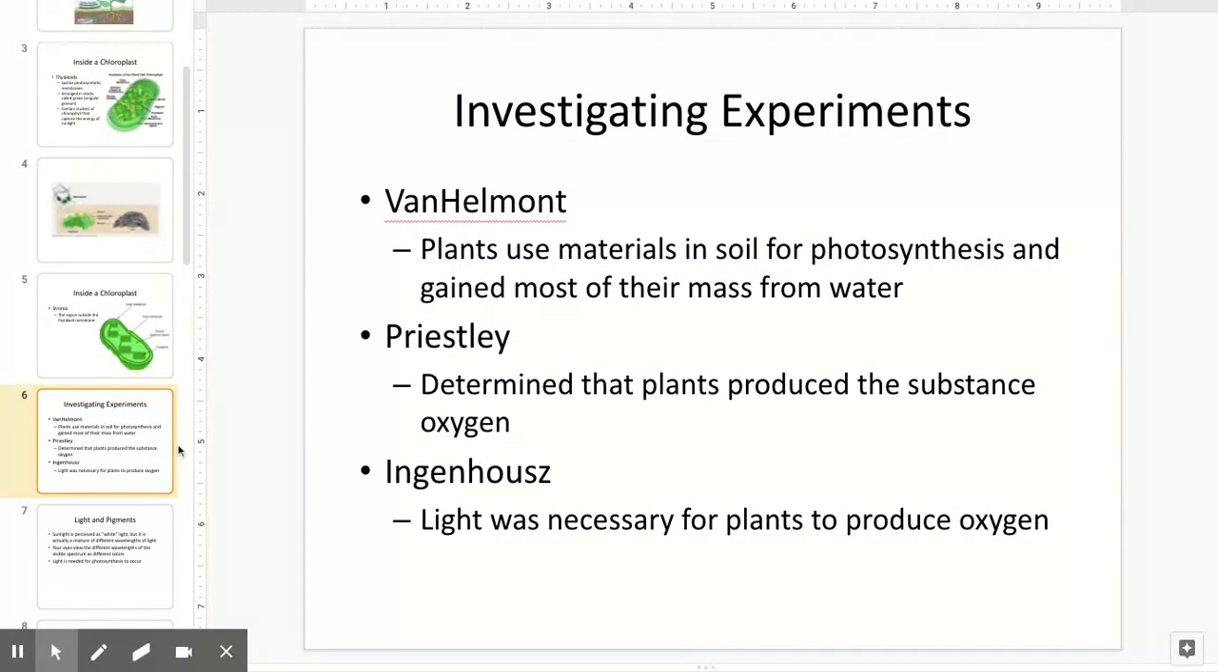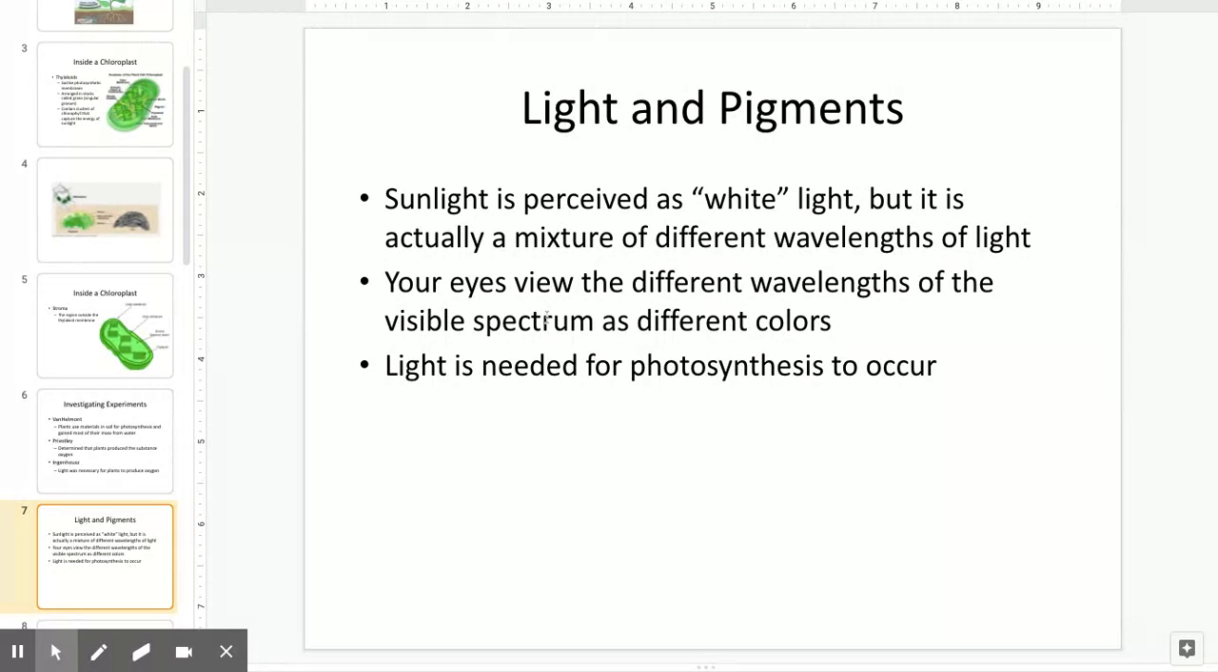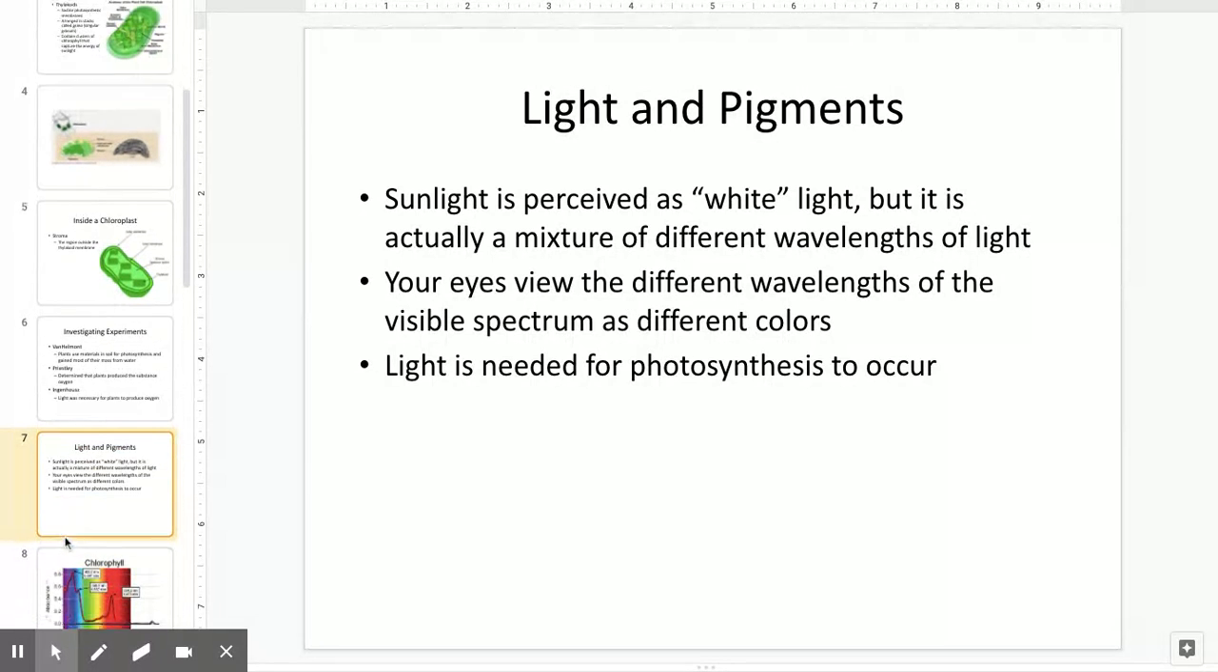Think about how you needed food so that you could grow when you were a little baby, and plants need food too, but instead of consuming food, plants make their own food. And that really has to do with light. So sunlight, as we perceive it, when you look at the sun, we perceive that as white light. But in actuality, it's part of what's called the electromagnetic spectrum. And there are many different wavelengths, many different colors within that white light. And this light is needed for photosynthesis to occur.